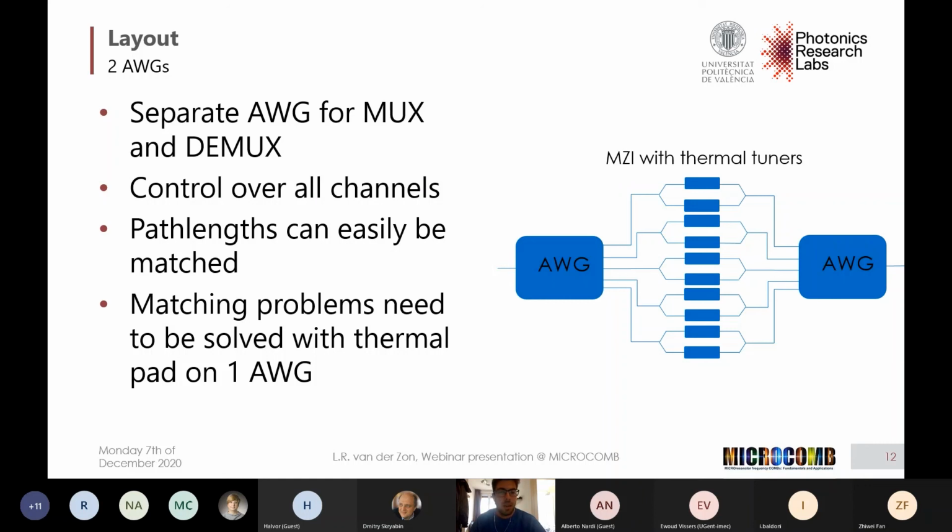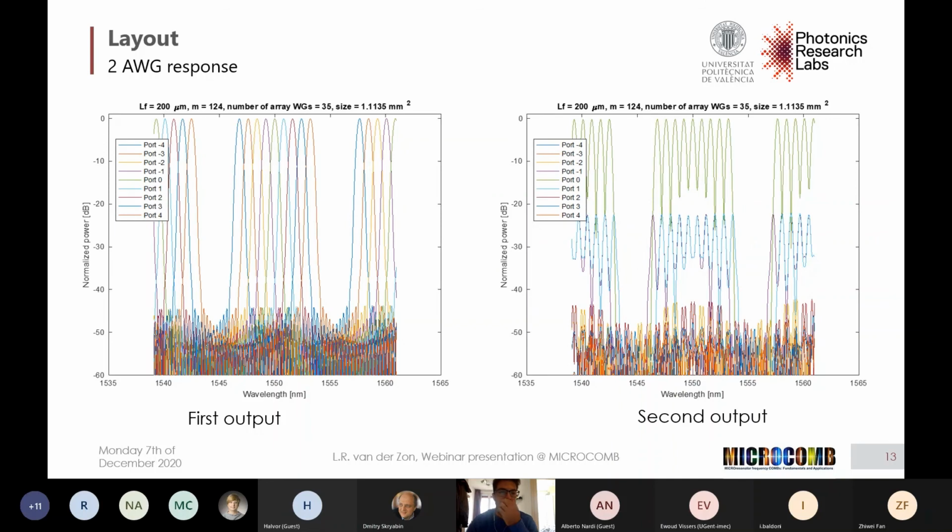There's one problem, that's that the two AWGs need to be matched. Due to imperfections, we should solve this with at least one thermal path on the AWG. And also this strategy takes up quite some space. So a second idea is to wait.